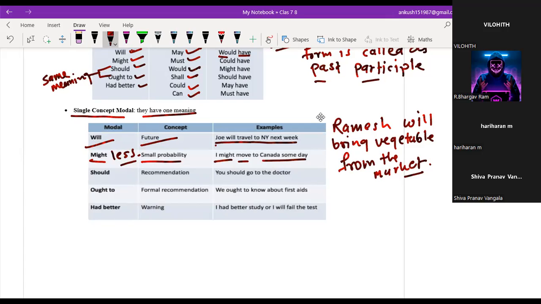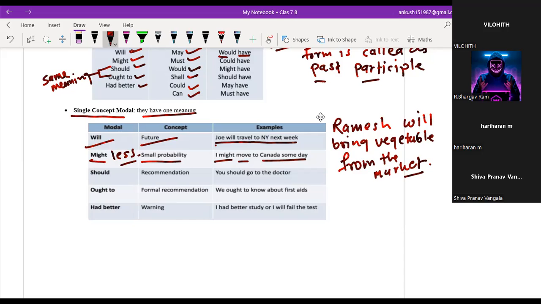Understood? Sir, how can we identify a modal? In this way, you can identify, what I'm teaching you right now. For example, if we have a sentence, how can we identify which word is my modal? It will definitely come immediately after the subject, as a helping verb.